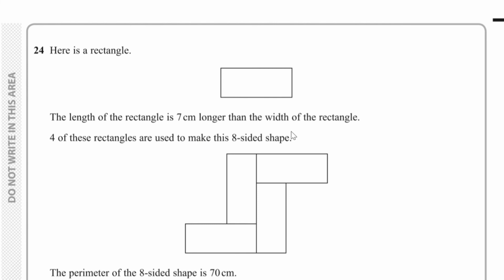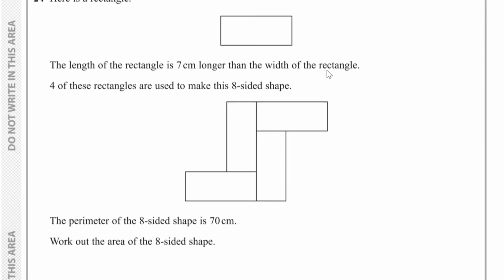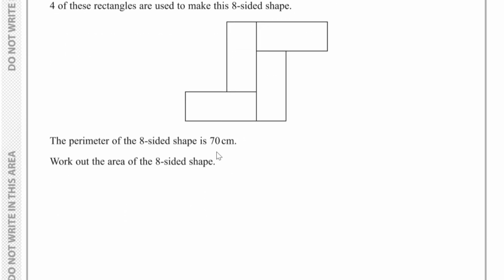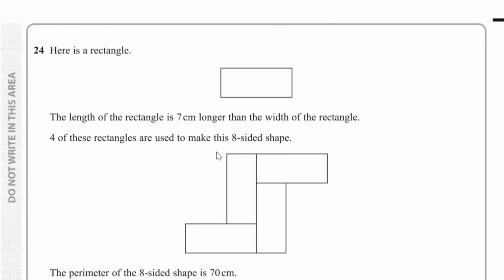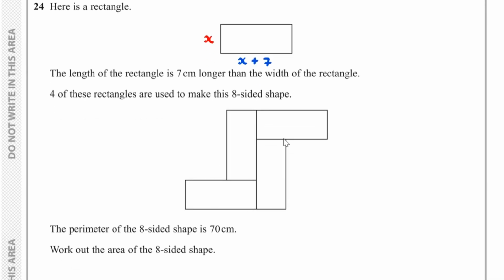Question number 24. Here is a rectangle. The length of the rectangle is 7 centimeters longer than the width of the rectangle. Four of these rectangles are used to make this 8-sided shape, and the perimeter of the 8-sided shape is 70 centimeters, and we have to work out the area of this 8-sided shape. So we've got this length here, which we'll call x, and this over here then is 7 centimeters longer, x plus 7. Now on this 8-sided shape, let's try to build this up. I've got x plus 7, x plus 7, x plus 7, and x plus 7.